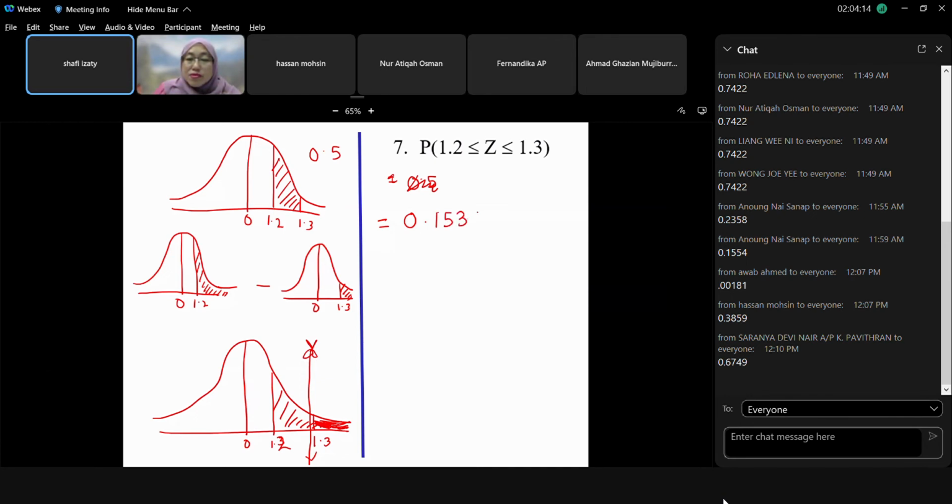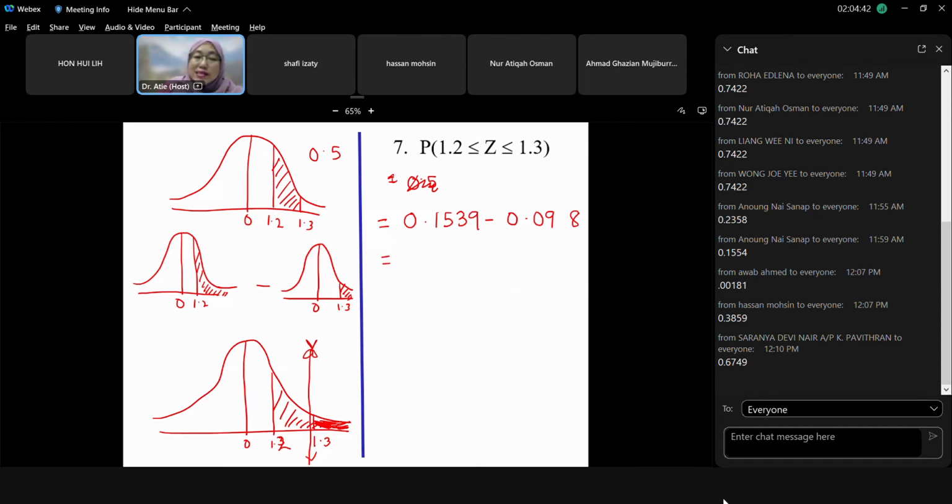1539. Yep. Okay. And then what happened to 1.3? Huili, can you find me for 1.3? What is the probability for that one? 0.0968. 68. All right. Like this? Yeah.